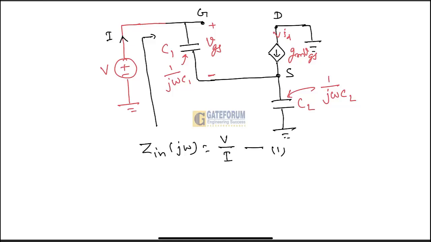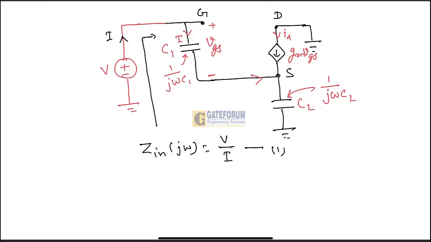The voltage appearing across the C1 capacitor is referred to as the gate to source voltage. The current I coming from this voltage source passes through this part, and it comes till this S point. From the drain terminal, the current coming is gm into VGS. Both join here, and what will the current passing through CL be?